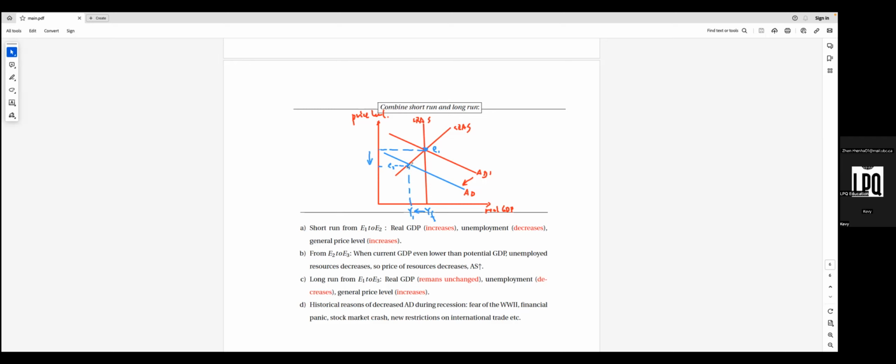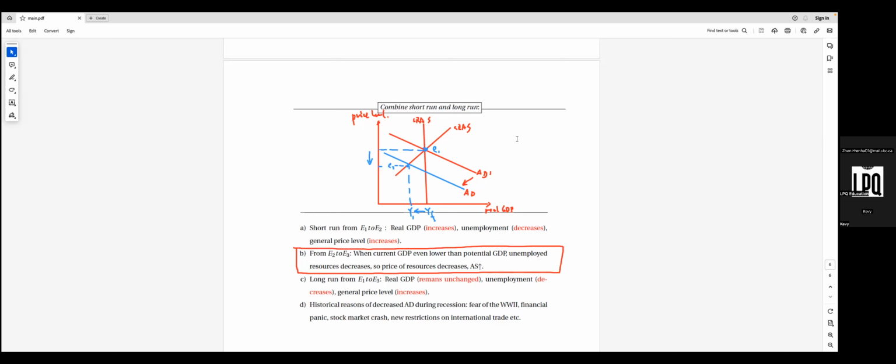But how will this short-term GDP go back to the potential GDP? That is the problem here. How can we go back to the normal level GDP? Once again, you can analyze how the resource price has been changed. So the answer basically is here.